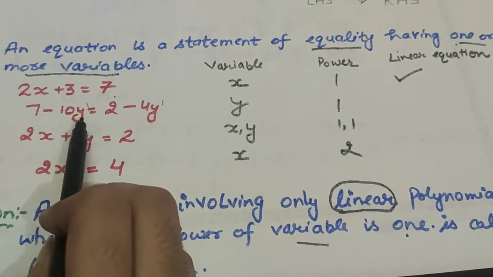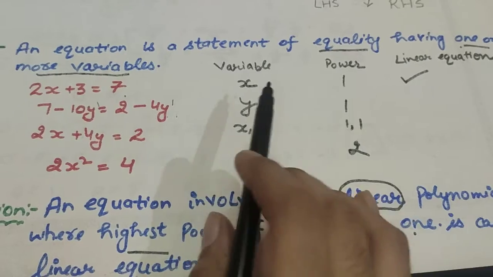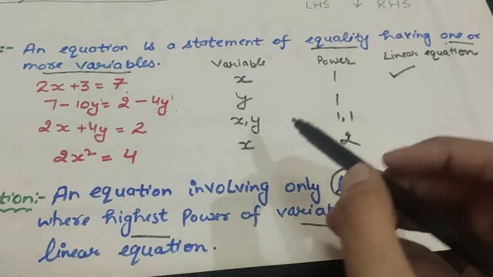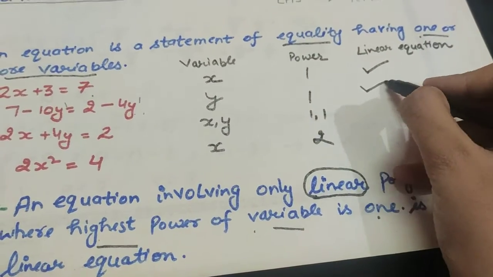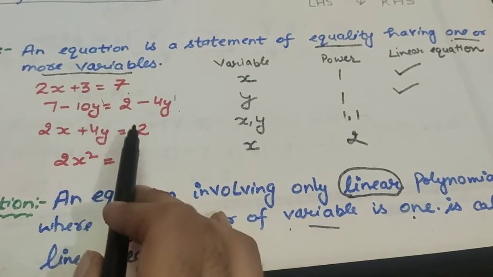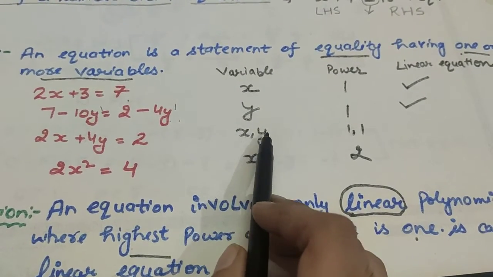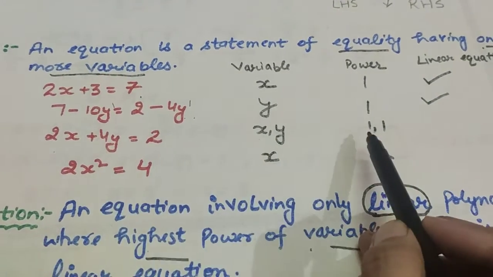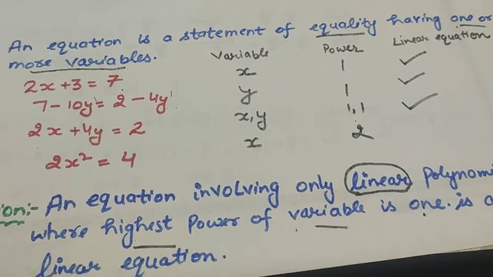Now see that 7 minus 10y is equal to 2 minus 4y. It is an equation having one variable and the power of the variable is 1. That means it includes linear polynomials since the highest power of the variable is 1. That means this is a linear equation. Now let us look at the third example. 2x plus 4y is equal to 2. Is it a linear equation? Variables are x and y, and you can see that for each of the variables x and y, the power is 1. Hence, this is a linear equation.